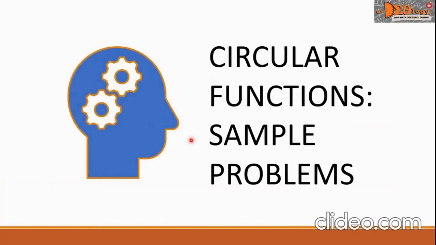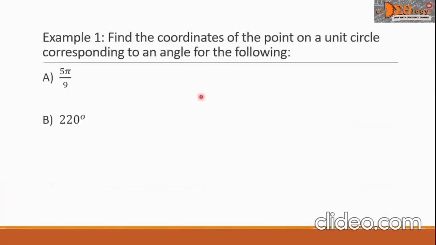Today we're going to study sample problems regarding circular functions. Let us have example 1. Find the coordinates of the point on a unit circle corresponding to an angle for the following. Letter A, 5 pi over 9. Letter B, 220 degrees.